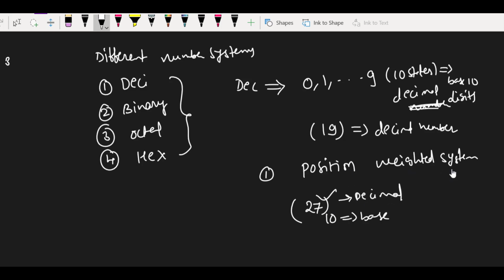Now coming to the position weighted system, it means if you take 27, your 7 has a position weight of 10 power 0 and your 2 has a position weight of 10 power 1. That's how you get the total value of 27 in the decimal number system. This is all about your decimal number system.